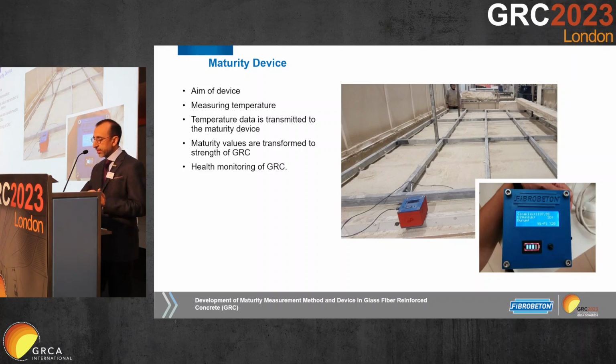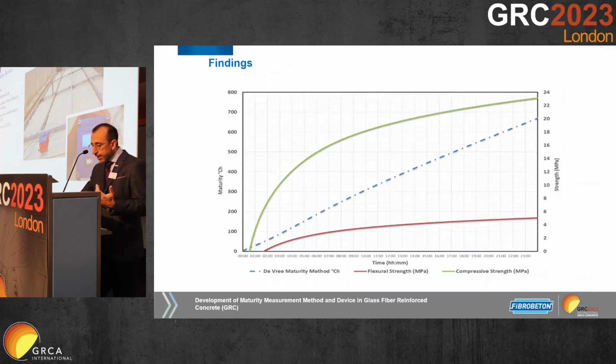There is a temperature sensor inside of it. The number of sensors should be increased in case of complexity. The measured temperature data is transmitted to the maturity measuring device in communication with the temperature sensor. By the interface in the maturity measuring device, maturity, flexural strength, and compressive strength of the element are estimated.